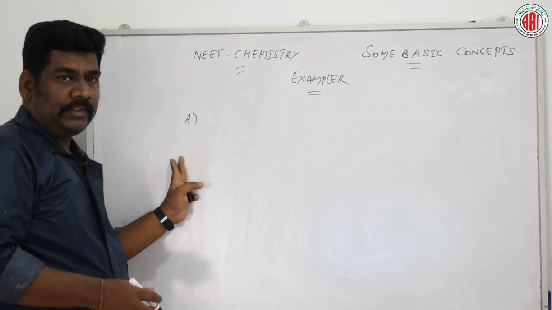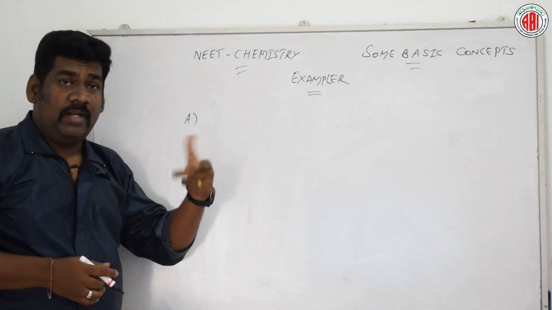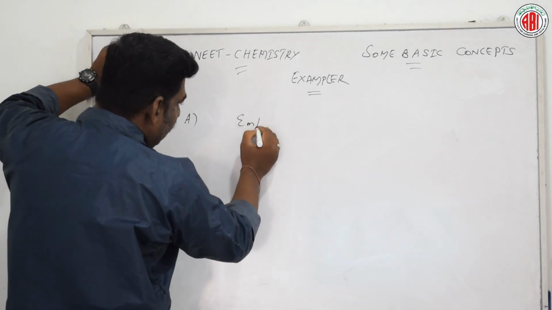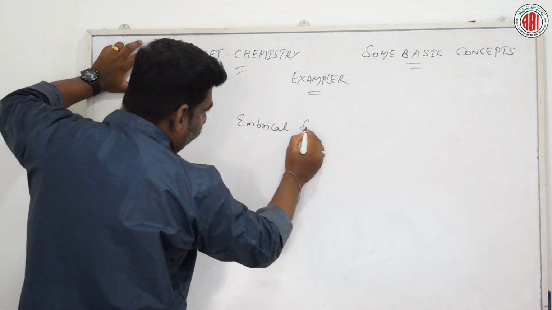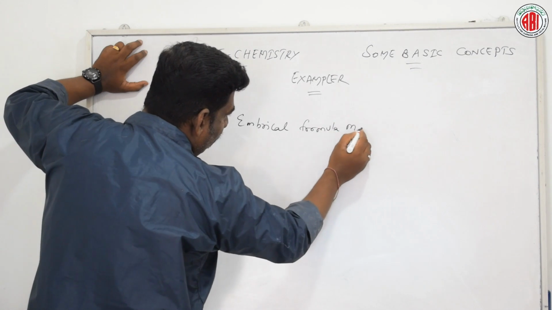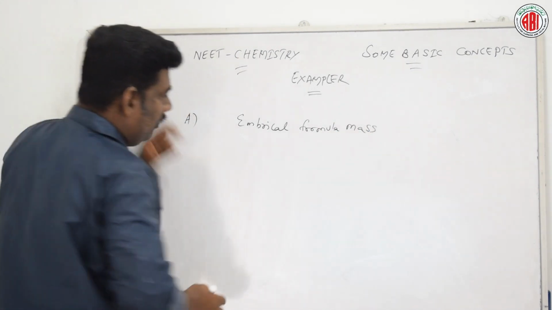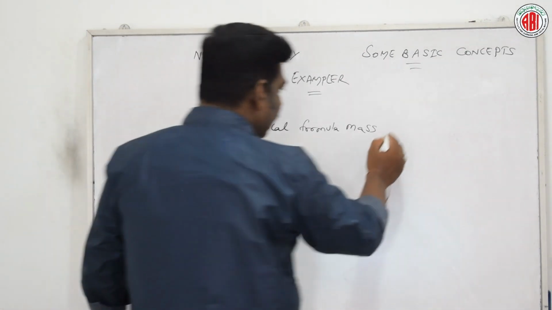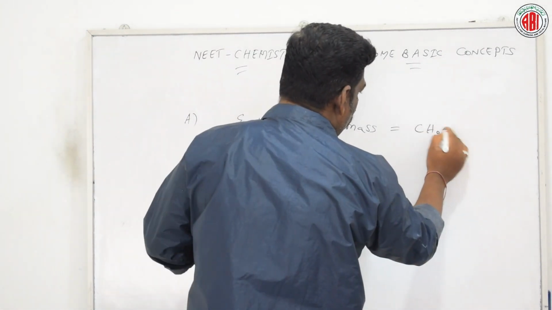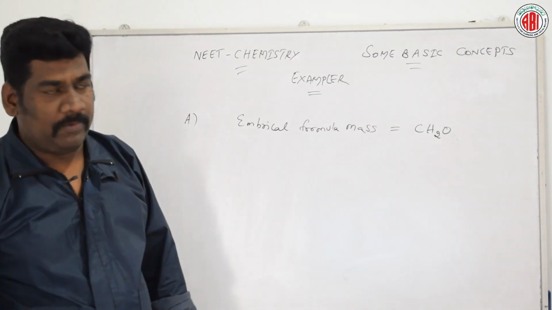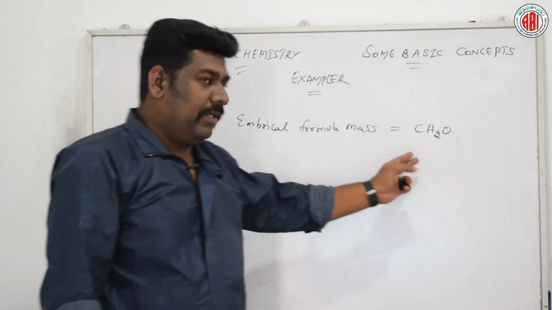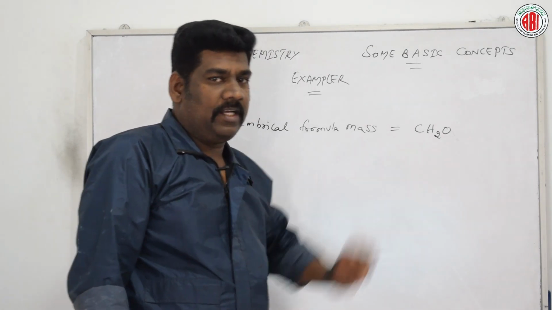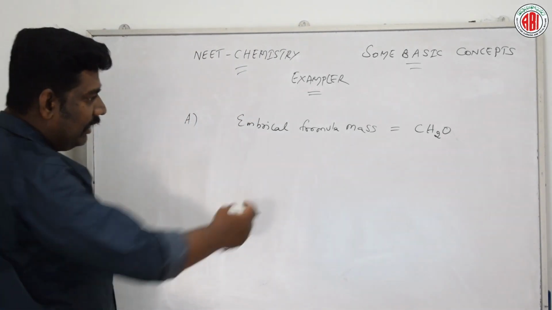Answer. So the empirical formula mass, let us write. What is the compound given here? CH2O. Yes, this is the compound given. There are 3 elements present in this compound: carbon, hydrogen and oxygen. So let us write in detail.